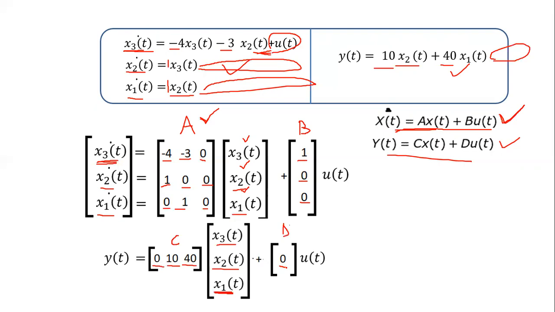This is the first case. They gave the transfer function, and from the transfer function we identified the state model. This is the first case, and now we will see the second case.